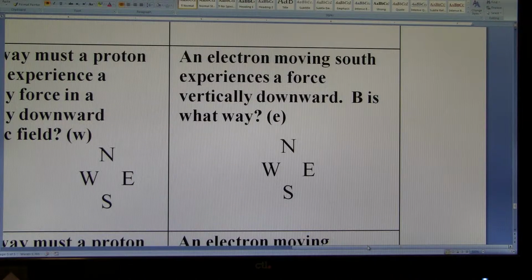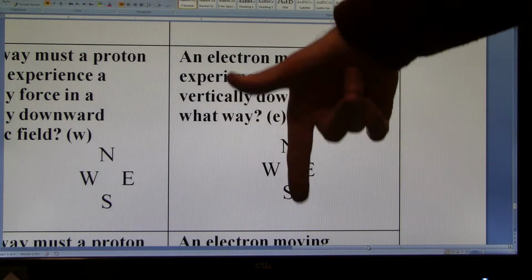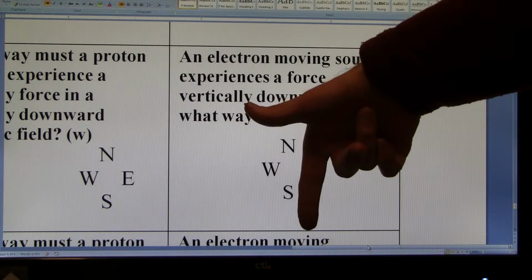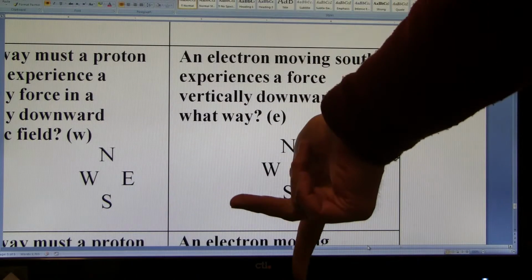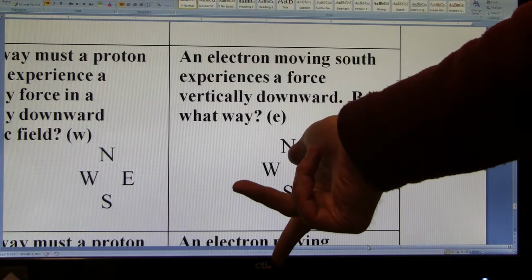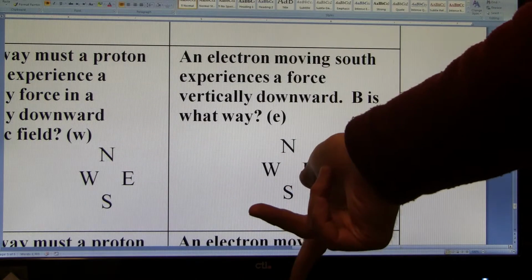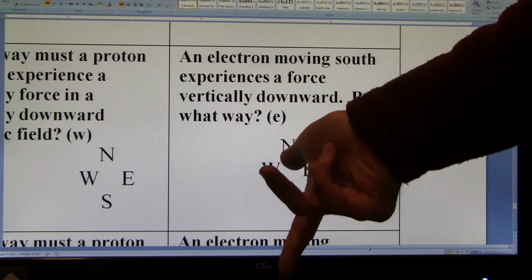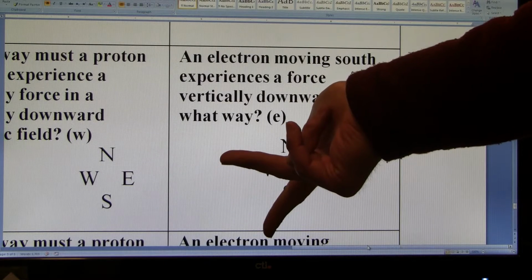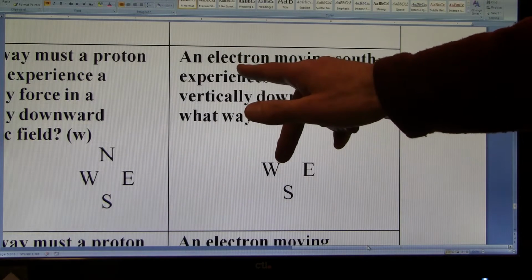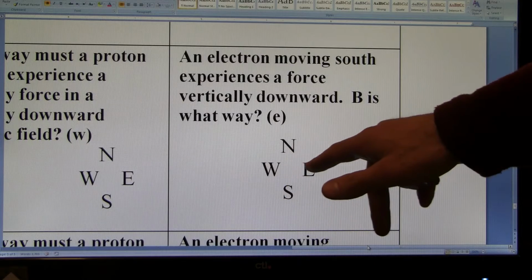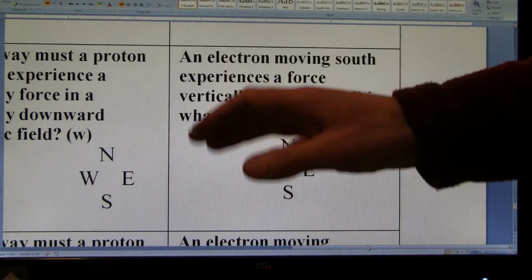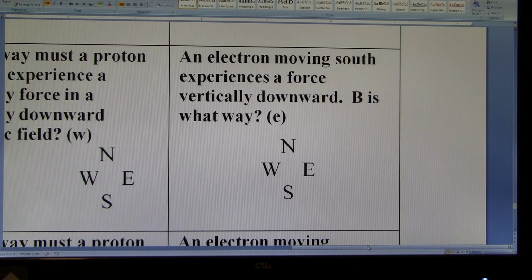Okay, here we go. An electron moving south experiences a force vertically downward. B is what way? Okay, electron moving south. It's got a force that's vertically downward. So I'm putting my thumb into this page, because remember, vertically downward for a map problem is into the page, right? My velocity is south. The force is into the page, and so notice that the magnetic field is to the west, but electrons are negative charges, and so it would be negative west and therefore be east. Okay, those are the hardest ones. I hope that helps. These are the ones to practice, really.